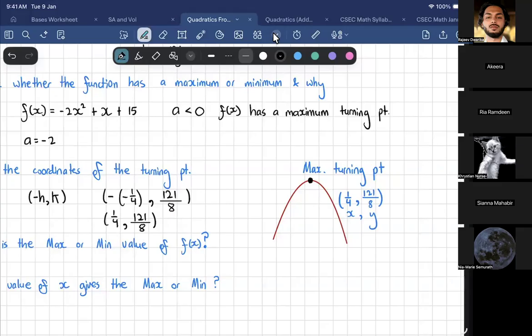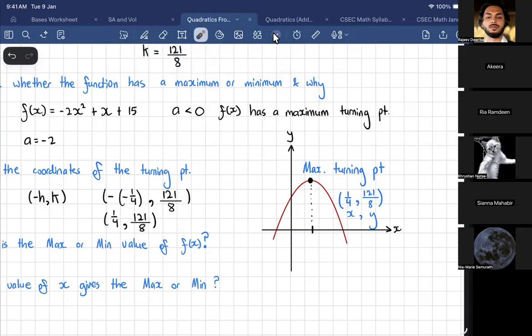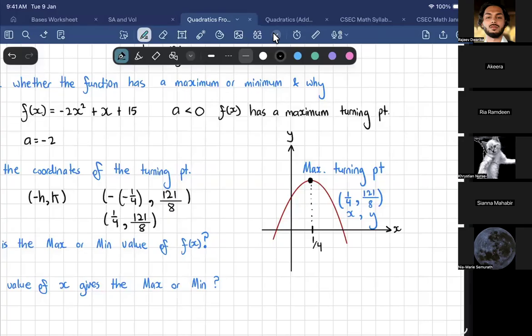My question is, if I were to draw the x and y axes, which I'm about to do now, what would be the value here on the x-axis? A quarter. Yes, it would be a quarter. And when x is a quarter, what's the y value? 121/8.